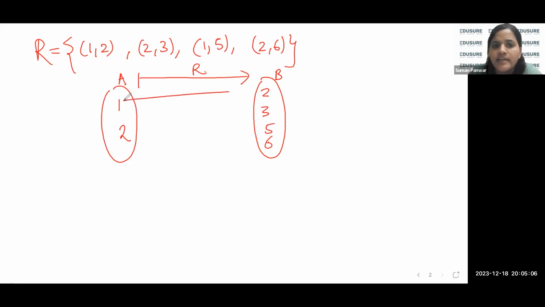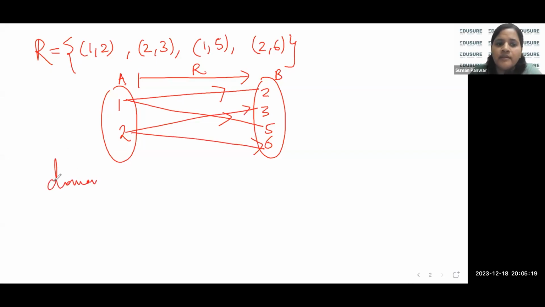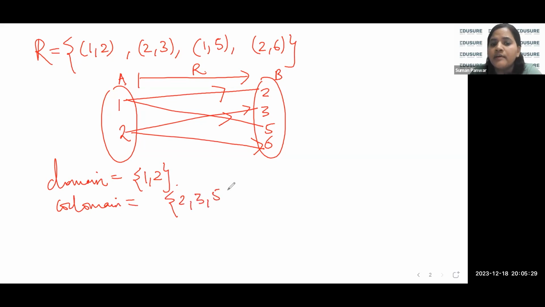You see, 1 is being mapped to 2. 1 is being mapped to 5. 2 is being mapped to 3. 2 is being mapped to 6. So here, what is your domain? Domain is 1, 2. What is your codomain? Codomain is 2, 3, 5, 6. Now I introduce a new term. What is the range? 2, 3, 5, 6.